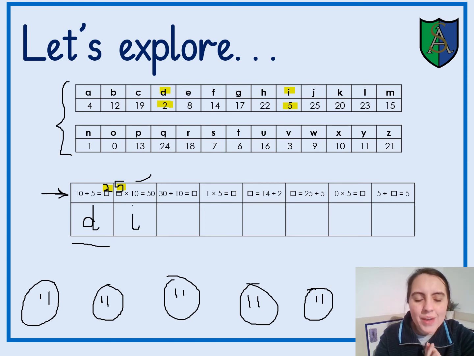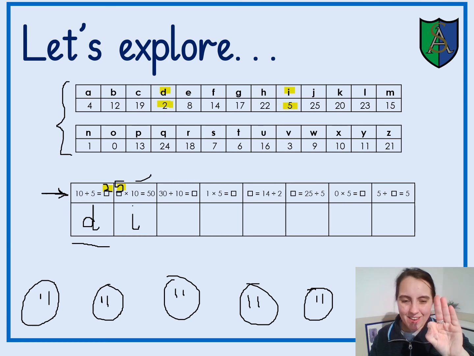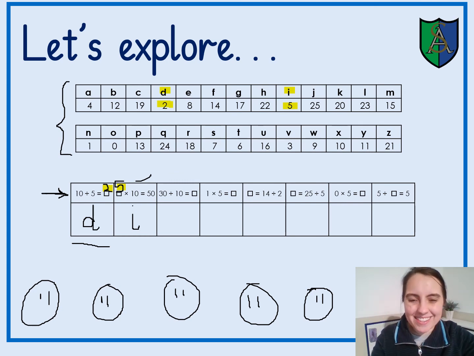Okay, let's find the next one. 30 divided by 10. Remember, if I counted my 10s until I get to 30, I will find the answer. What do you think that might be? Well done, let's count in our 10s to check. 10, 20, 30. Well done, it's 3.